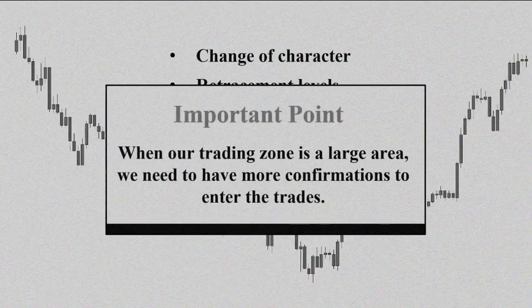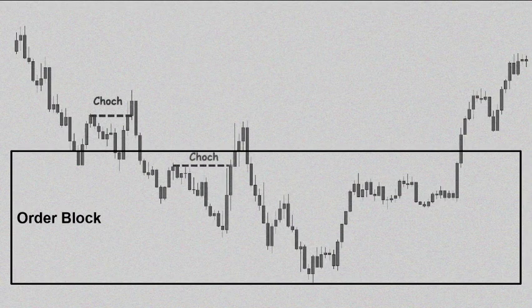When our trading zone is large, we need more confirmations to enter the trades, because the market loves to take out the early buyers and sellers. Sometimes, when the price enters a large demand or supply zone, it provides many false signals before a reversal occurs. That's why we need a double confirmation after the change of character appears on the chart.